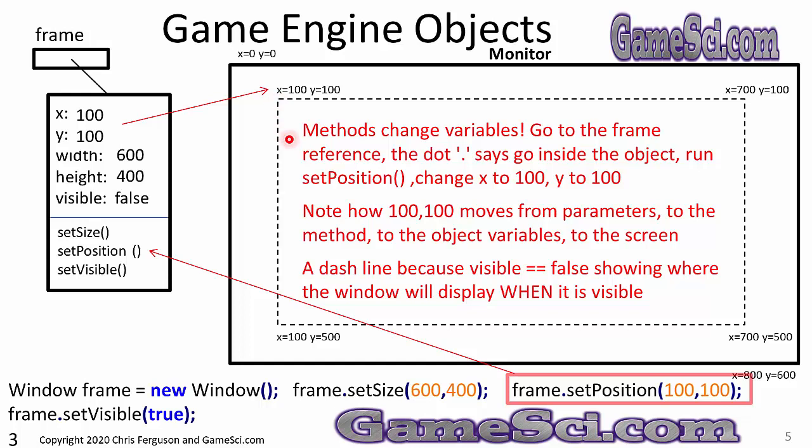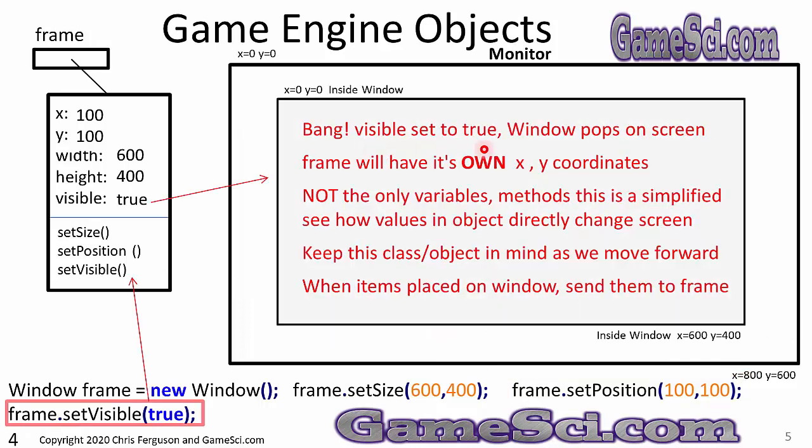Methods change variables. Go to the frame reference. The dot says go inside the object. Run the setPosition method and change X to 100 and Y to 100. Note how the 100, 100 moves from the parameters to the method to the object variables and is eventually going to be reflected on the screen when this window becomes visible. Again, I use a dashed line because visible equals false, showing where the window will be displayed when it becomes visible. Bang! Visible set to true.